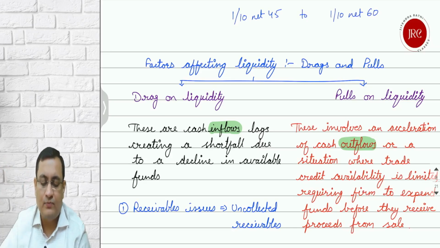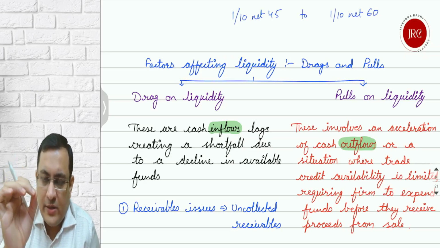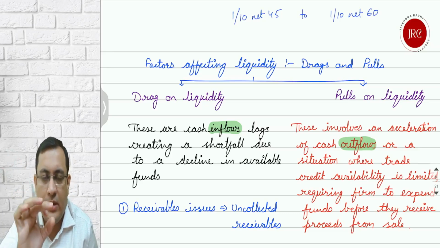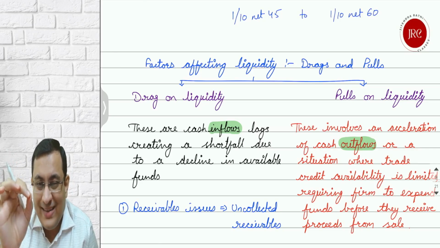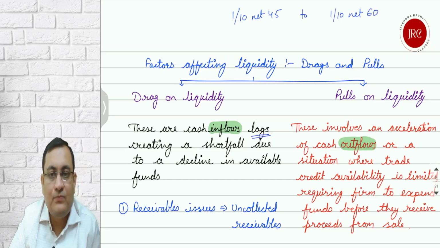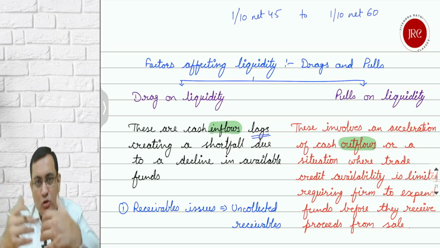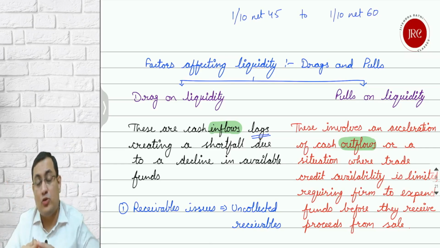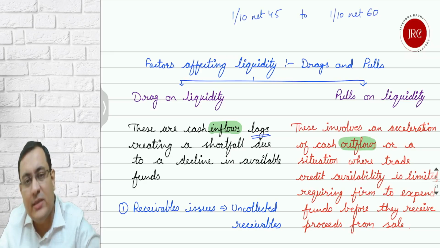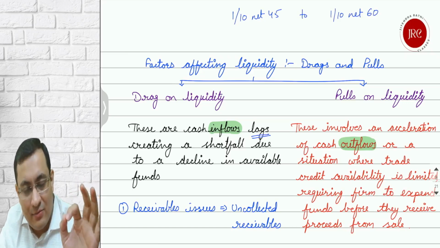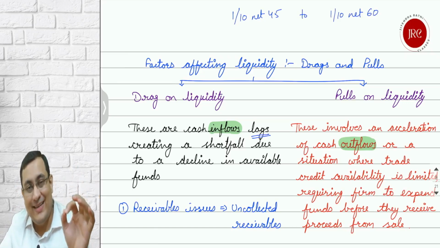Drag on liquidity is any transaction or event which is going to reduce liquidity, decrease liquidity in the form of decreasing cash inflow, or cash inflow lags. It means the money which is supposed to come is now going to come with a delay. If money which is supposed to come is going to come late, it is going to decrease liquidity. These are related to your inflow transactions, and inflow is coming with a delay. These are called drags on liquidity.